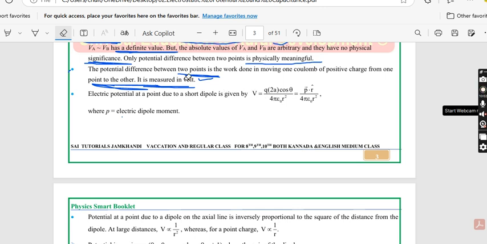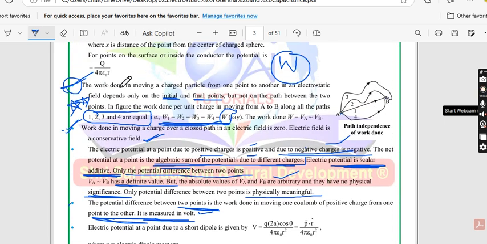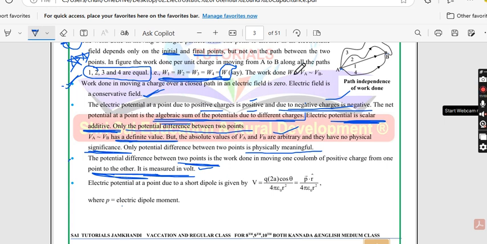The potential difference between the 2 points is the work done in moving 1 coulomb of positive charge from one point to the other. It is measured in volts. Now, the work done in moving a charged particle from one point to another in an electrostatic field depends only on the initial and final points. This is one property. Work done in moving a charge over a closed path in an electric field is zero.